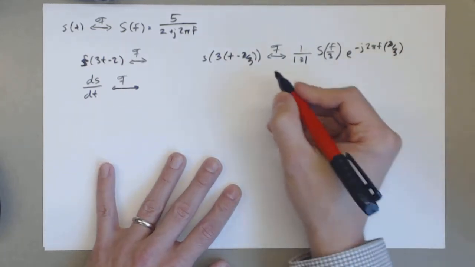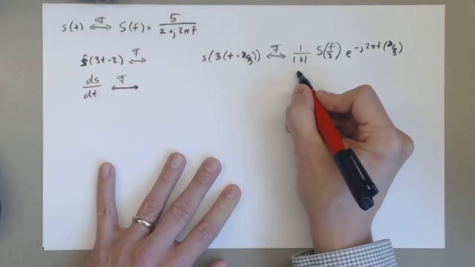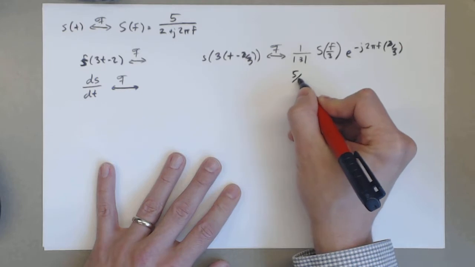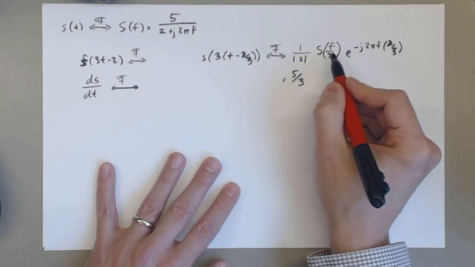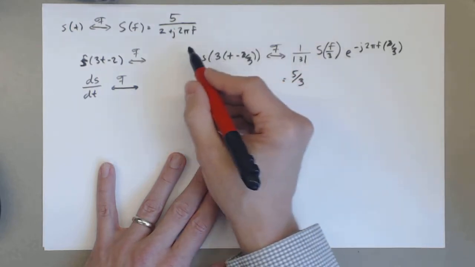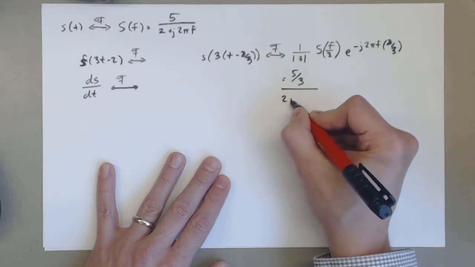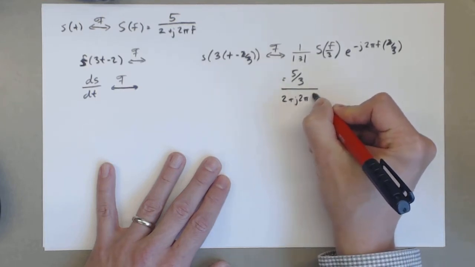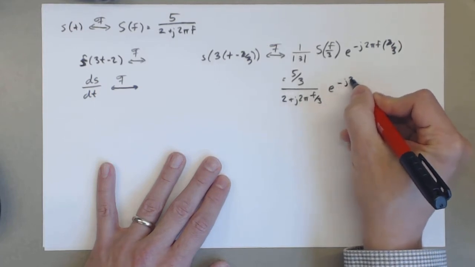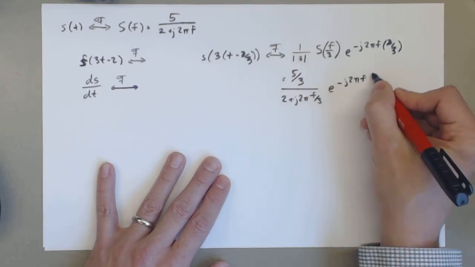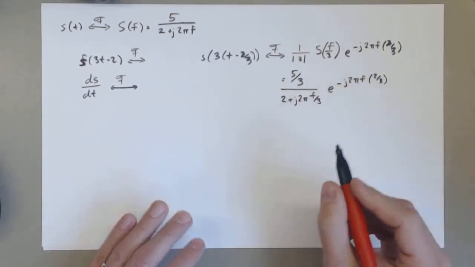Okay, so we can go to our original signal here. Now we have 5/3, right? So 5 over 3, and then wherever we find this f, we have to put f over 3, so we end up with 2 plus j 2 pi f over 3, times e to the minus j 2 pi f times 2/3. And we can clean that up a little bit if we want, multiply 3 by 3.